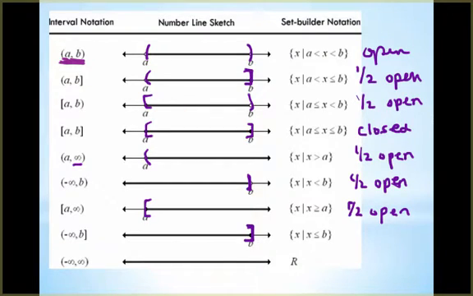We have a closed dot at B, but we go towards negative infinity, so that's half open. And then the last one, you have going from negative infinity to positive infinity, and that one is open.